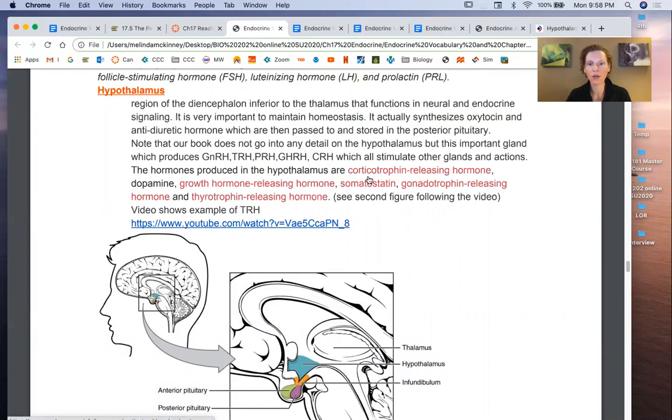So the hormones are things like corticotropin releasing hormone, growth hormone releasing hormone, gonadotropin releasing hormone. So these are hormones that are going to be released, and then they will target other cells in other glands and cause them to release hormones. So it's a sequence of events.